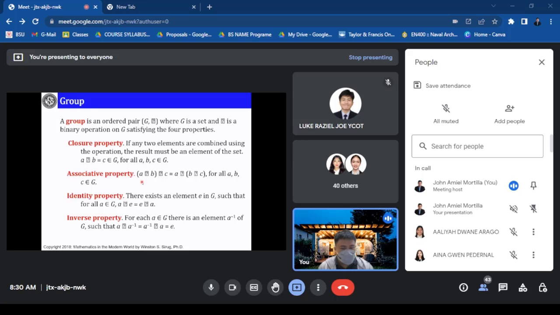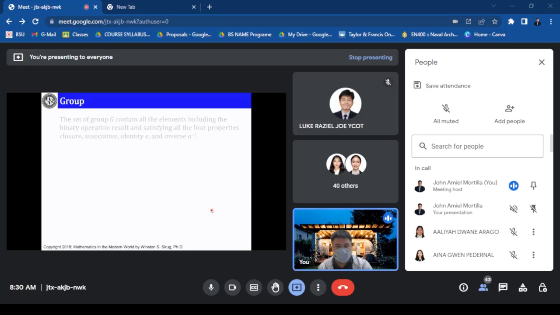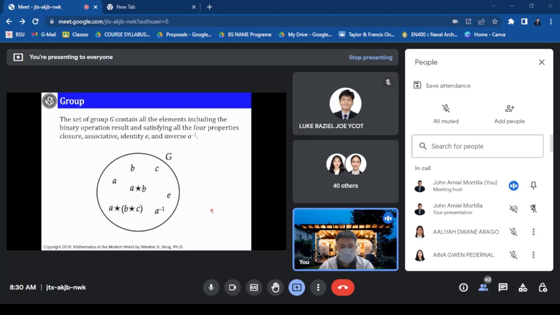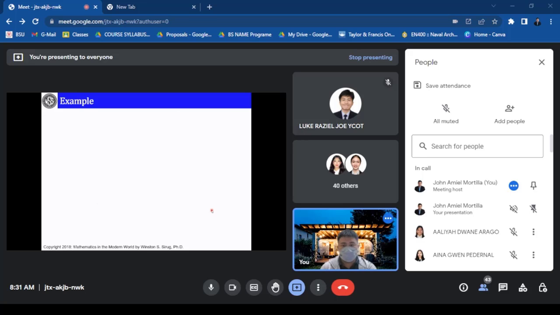So, kung ano yung naano sa inyo, yun din yun. So, inverse property is yung A raised to negative 1, or the number raised to negative 1. So, inverse. So, group. So, sample ng isang group. A set G is a group if it contains all elements including the binary operation result and satisfies all the four properties: closure, associative, identity E, and inverse A raised to negative 1.